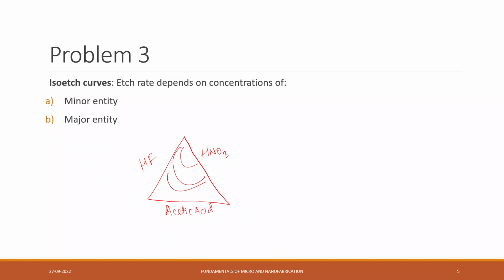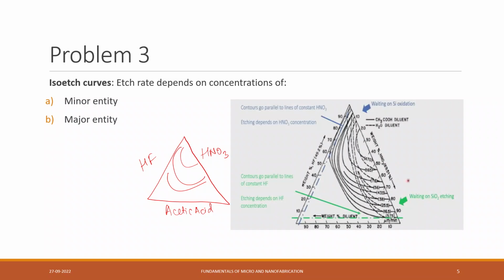We will go to the answer. Essentially here in the diagram you can see these lines. Here this is the HF, this is the HNO3, and this is the diluent, that is acetic acid or water. This graph has both the things. This green region shows that the HF concentrations are very low, around 5% or less than that.